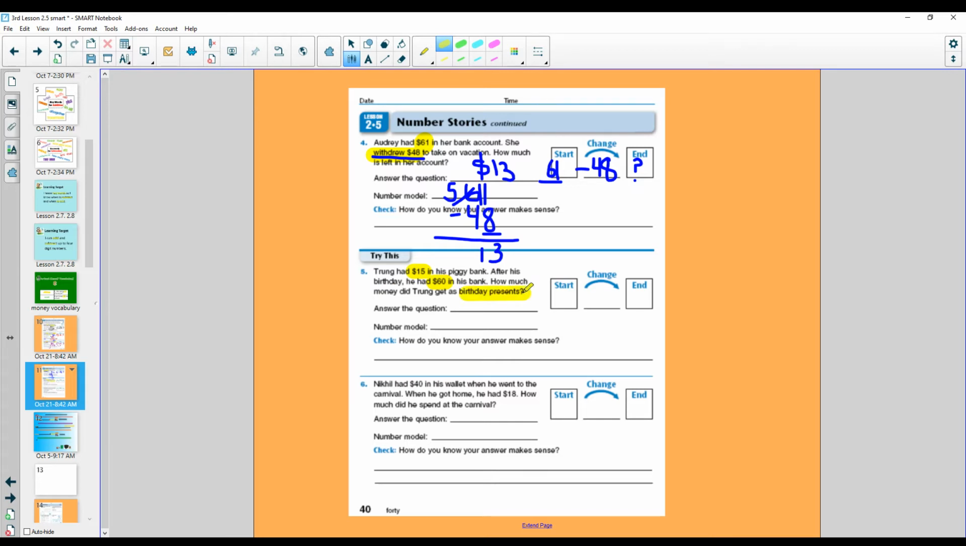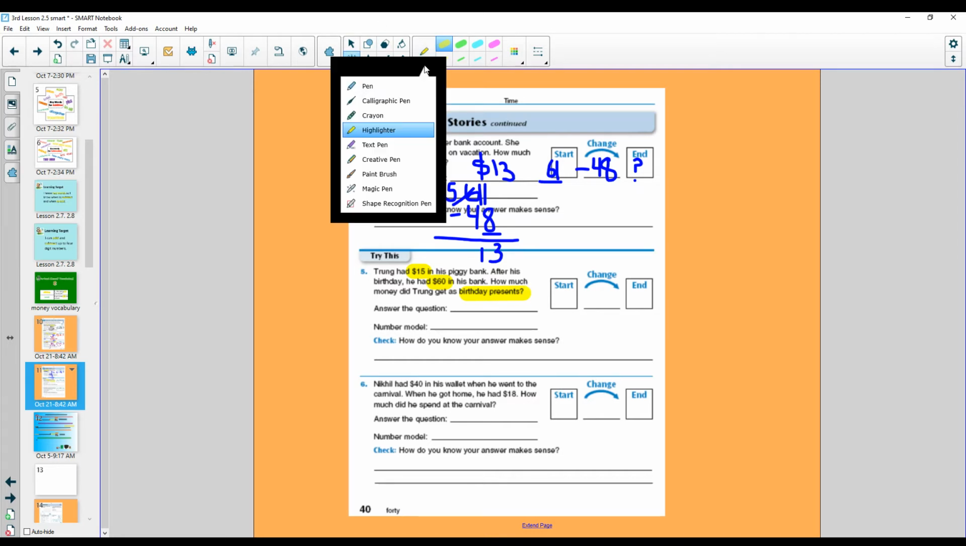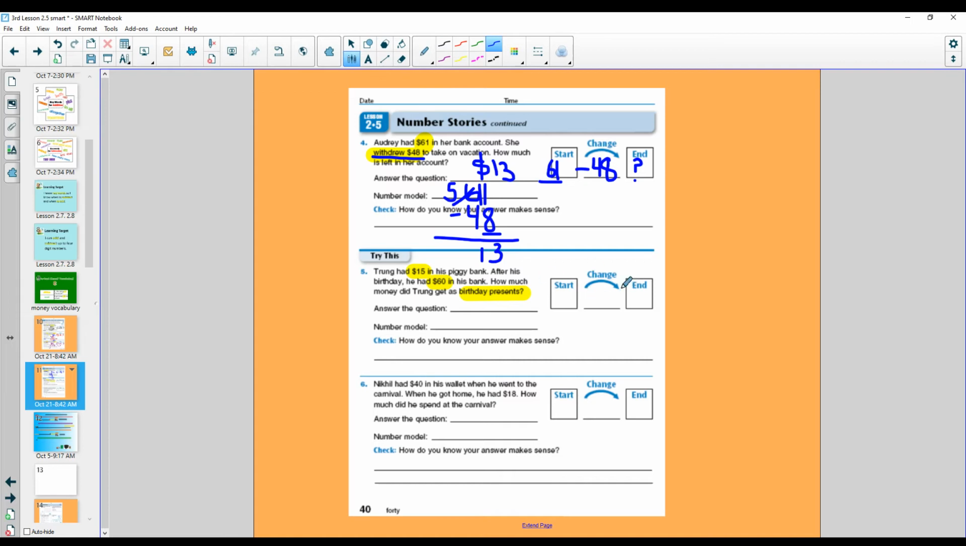Okay, so he had $15 in his bank account. Let's put our answers in here. He ended with $60 after his birthday. He started with 15. How much did he get? We're trying to figure out how much he got for his birthday. We know what he started with. We know what he ended with. If we can find the difference, how much did he get?